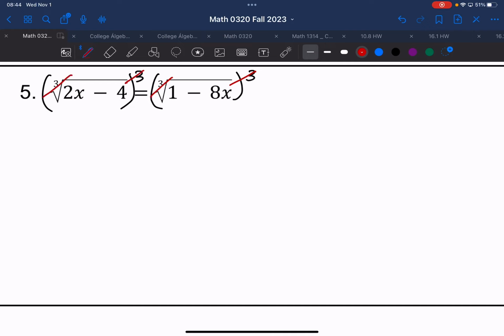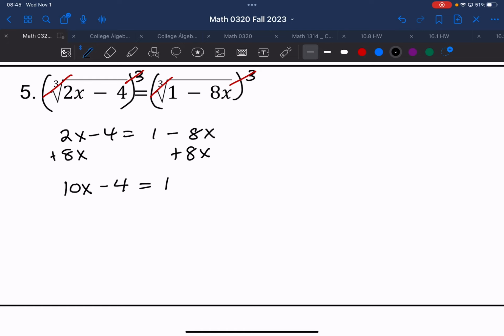So those cancel. Now we have no radicals and we just have what was under the radicals. So 2x minus 4 is equal to 1 minus 8x. And then here we're just solving this like a regular linear equation because we do not have any x squareds. We just have x's. So our job is to get all the x's on one side and all the numbers on the other side. So I'm going to move the 8x over, and I get 10x minus 4 equals 1.